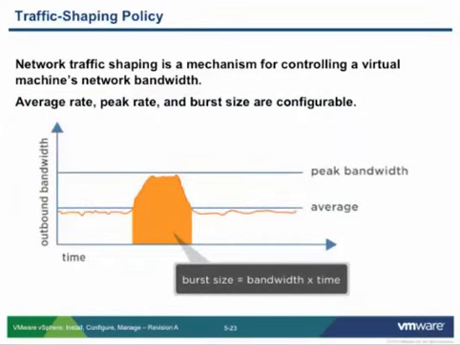The next option is the traffic shaping policy. One thing I should point out, and you should remember, is that VMware traffic shaping only applies to outbound traffic. Should you desire to shape inbound traffic, then you would need to use an appliance. Again, it's outbound traffic only that this applies to. And traffic shaping, as we'll see in a little bit, has three different configurable parameters: average rate, peak rate, and burst size. It just allows you to control the bandwidth for a particular virtual machine.